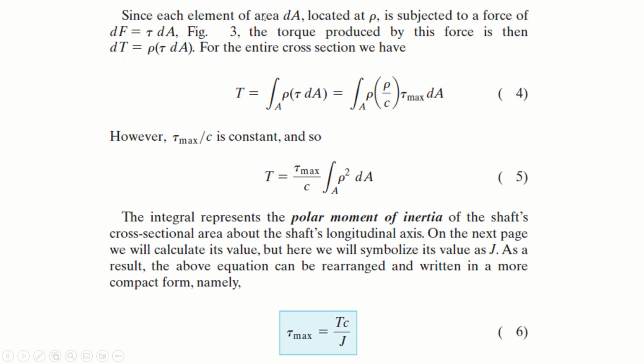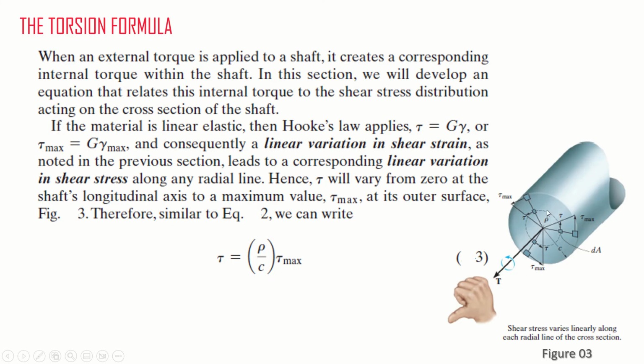Now, if we consider a small area dA at a distance ρ from the center, then at the center the area will experience zero shear stress, and at the outer edge it will experience the maximum shear stress, τ maximum. In between, the distance defines how much shear stress it experiences, since there is a simple relation, which is ρ by c, and ρ is its distance from the center, right?